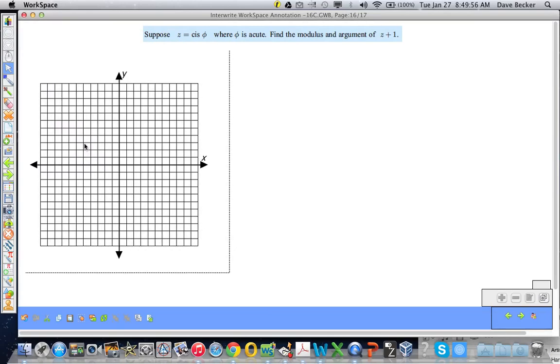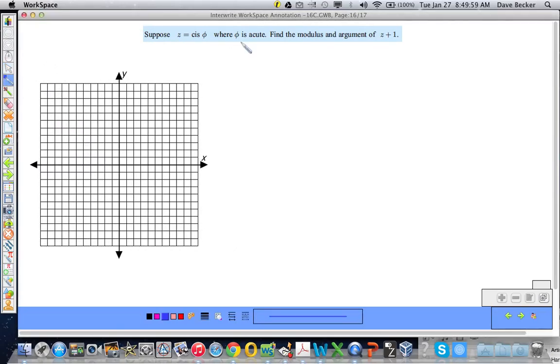All right. Suppose z equals cis phi, where phi is acute. Find the modulus and argument of z plus 1. Well, we know that if z equals cis phi, then the modulus of z is equal to 1, because the coefficient here is 1. And the argument is phi, and phi is acute, so it's somewhere in here.